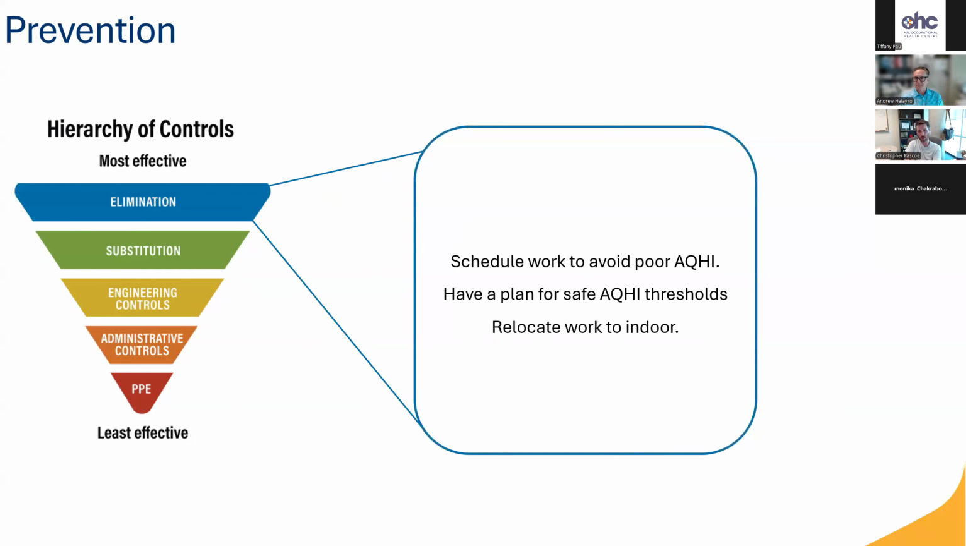And then elimination, again, probably the most effective, but also the least easy to implement. So schedule work to avoid days where there's poor air quality, or at least times where air quality is poor. And AQHI does an all right job of forecasting the likelihood of poor air throughout the day. So you can look there. Have a plan in place for what AQHI thresholds are considered safe and what are considered unsafe, and then what you'll do when it reaches an unsafe threshold. And then, like I said, relocate work indoors where possible.